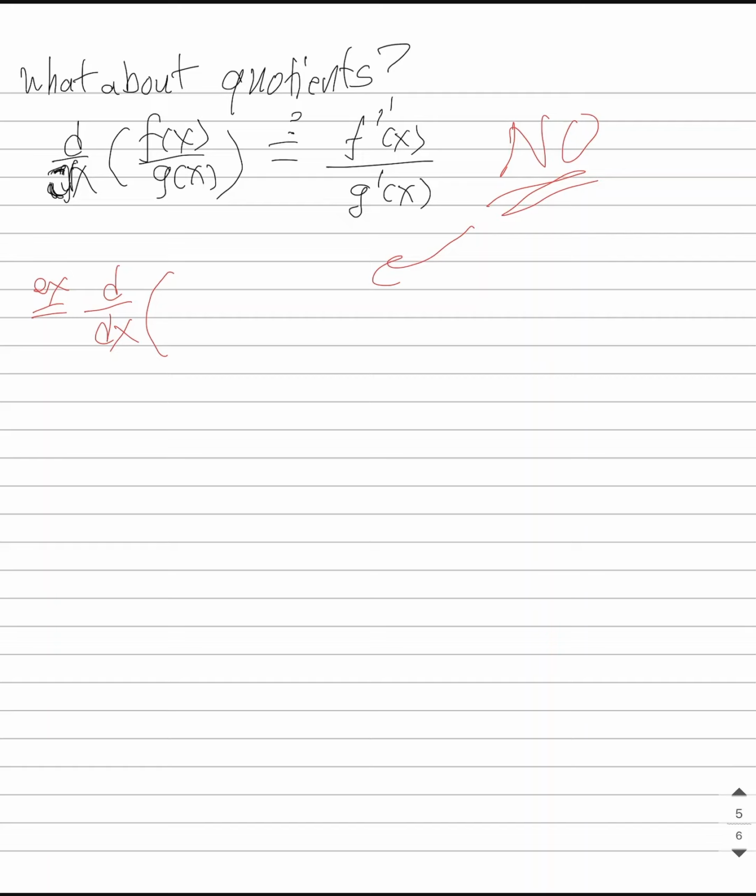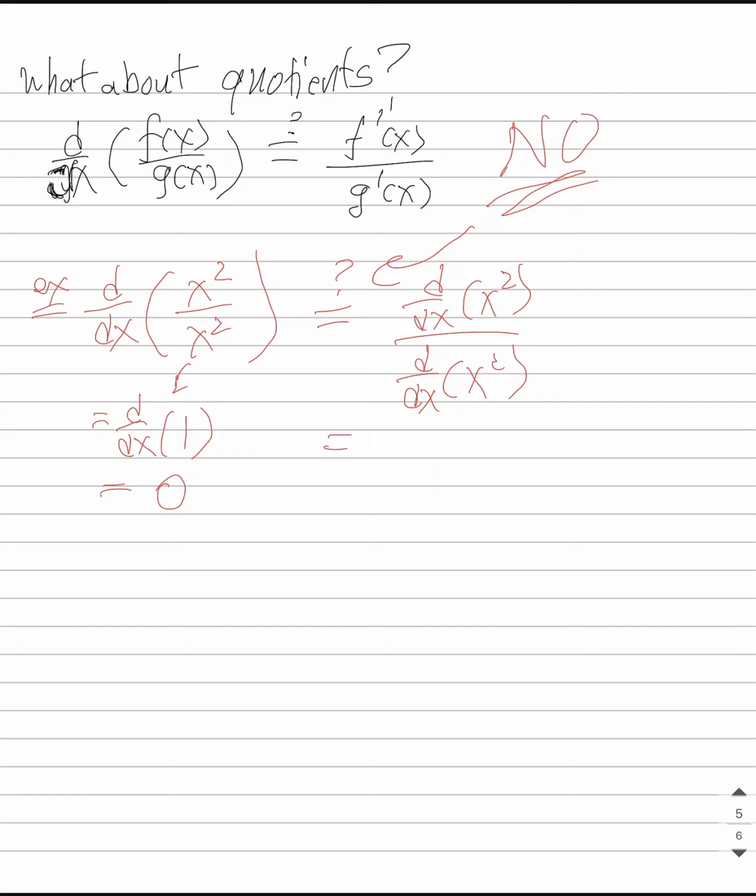So for instance, if I were to take the derivative of x squared over x squared, this would be the same as saying take the derivative of 1, which would be a 0. But if I were to use this phony baloney quotient rule, I would have to take the derivative of the top over the derivative of the bottom. So that would be 2x over 2x, which would be 1. So clearly, 0 doesn't equal 1.